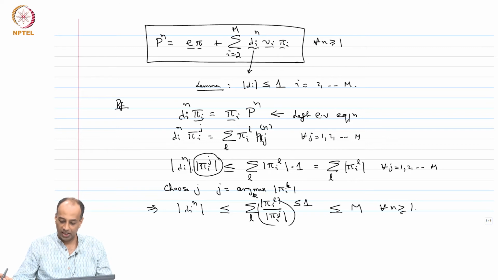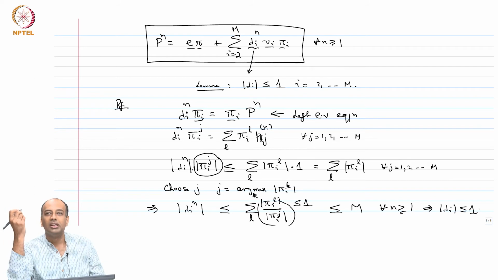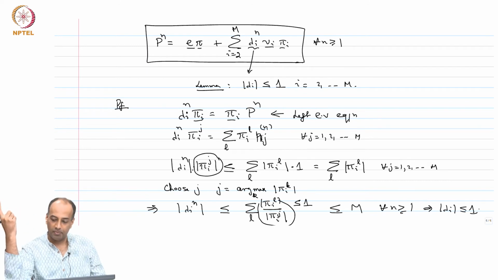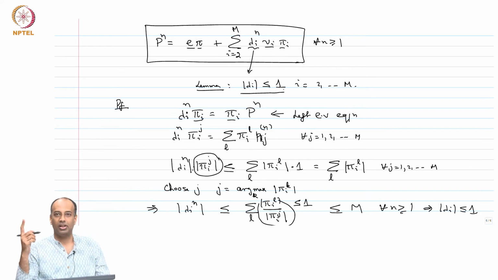And the only way that the absolute value of lambda I to the n is less than or equal to m for all n is if the absolute value of lambda I is less than or equal to 1, because if the absolute value of lambda I were bigger than 1, then some nth power will be bigger than m, and that is not possible. So, we have shown that all the eigenvalues are less than or equal to 1. The first eigenvalue is of course equal to 1, and then the subsequent eigenvalues are all less than or equal to 1.